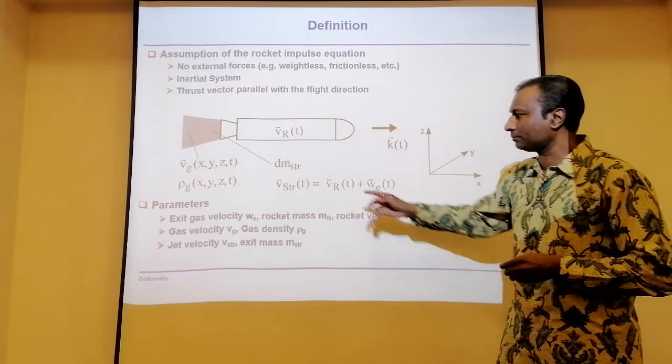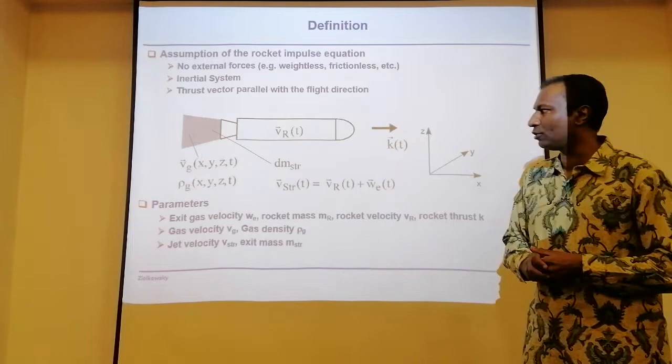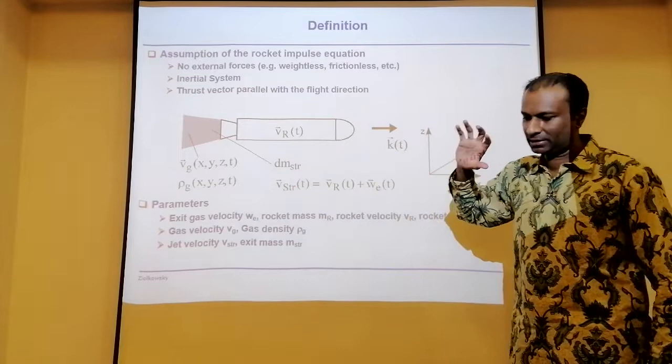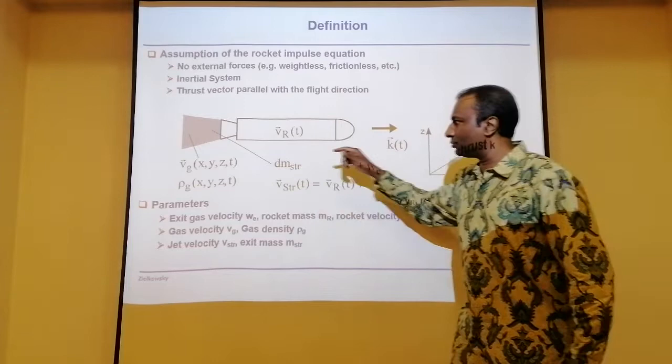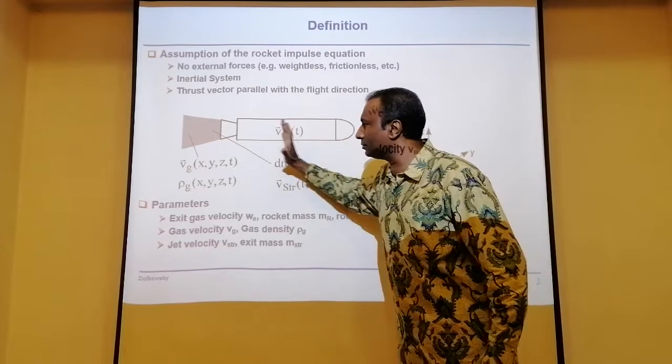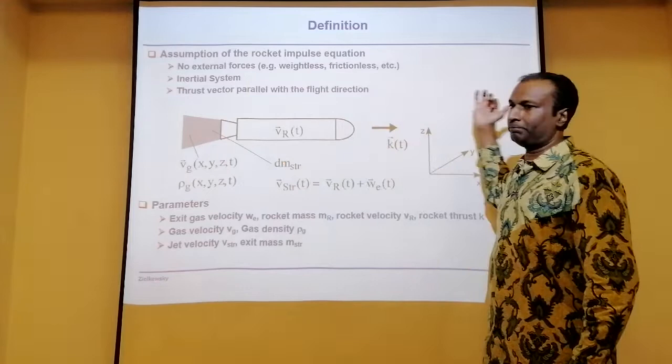Now important parameters. If you look at it, exit gas velocity, We. This is the gas. So there's an exit. It gives you the thrust in order for you to actually move forward. So that's very, very important. The flight direction is parallel. So if your flight direction is here, there is a push of gas, and the thrust takes you. So that's how it actually is. That is very, very clear.